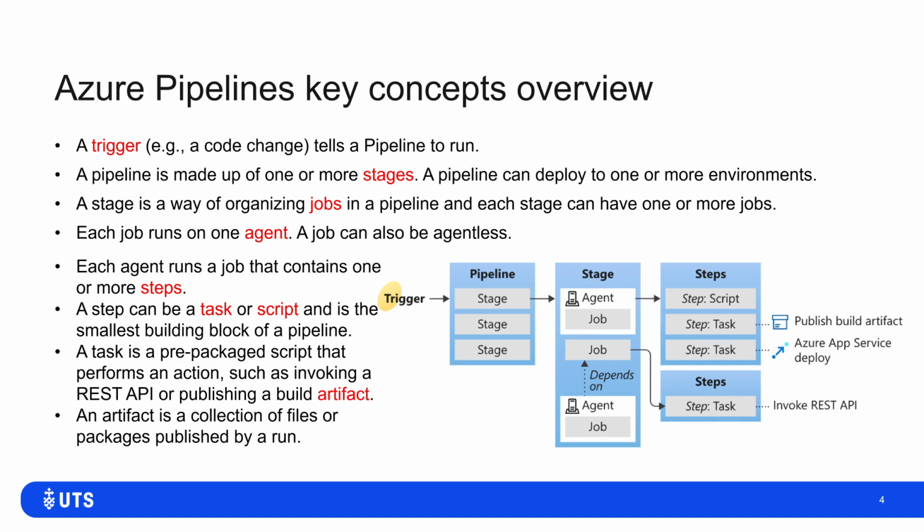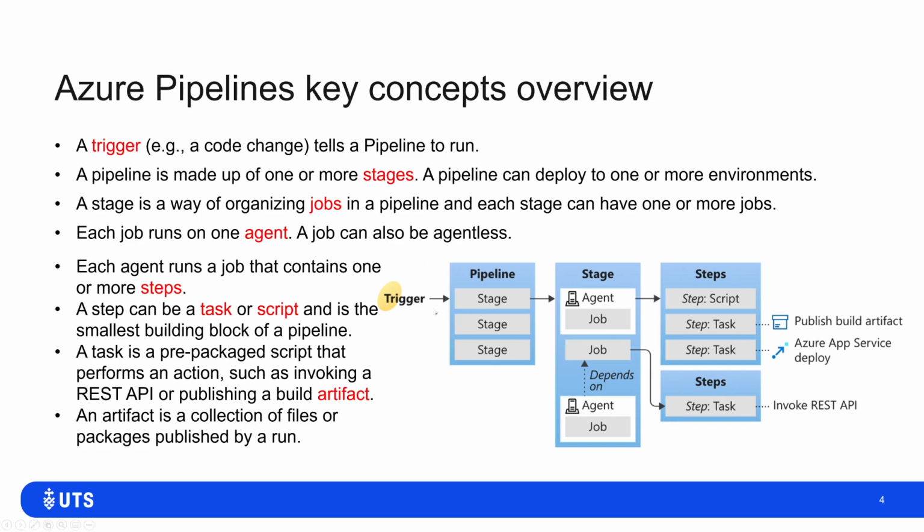This slide shows you the key concepts of Azure Pipelines. You probably need to understand all these key terms before you start to work with Azure Pipelines. There are four major components in Azure Pipelines. The first one is a trigger. A trigger is basically a code change or something else which can tell the pipeline to run.